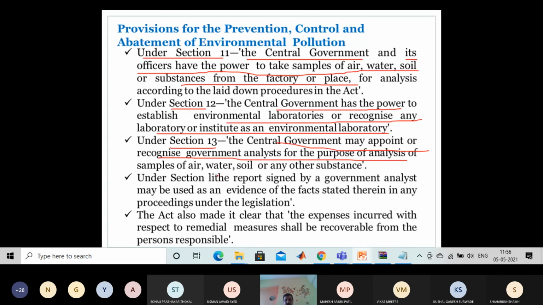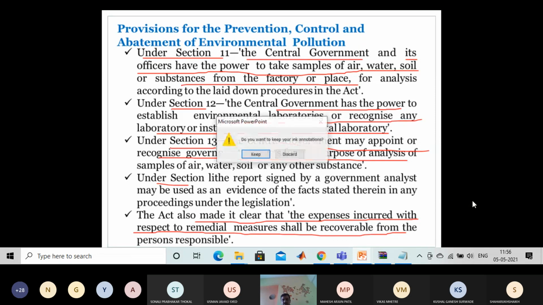Under section 13, the central government may appoint or recognize government analysts for the purpose of analysis of samples of air. Means the central government can appoint an agency to perform this analysis operation, and under this section the report is going to come. The Act also makes it clear that the expenses, including those with respect to remedial measures, shall be recovered from the persons responsible. Now, these are some sections under this particular Act, and the Act has defined points on how this law is going to be implemented.